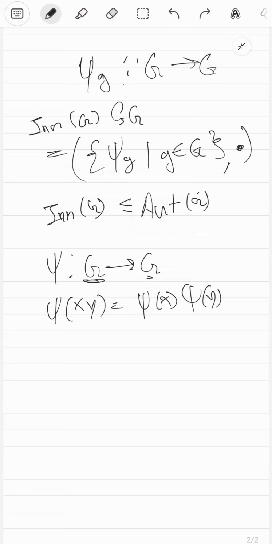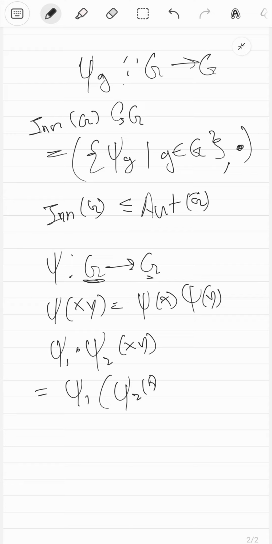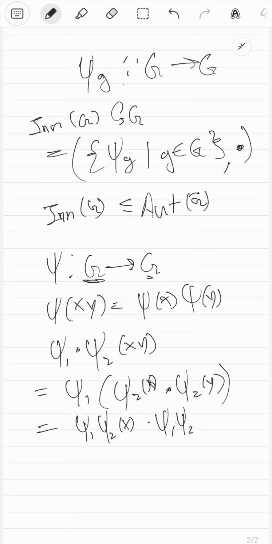This is also a group, and let's actually show that it's a group. So you take any isomorphism psi 1 and isomorphism psi 2, you multiply them, then that's another isomorphism, and it's easy to show like this on x times y. That's just psi 1 of psi 2 x times psi 2 y, but then that's just like psi 1 psi 2 of x times psi 1 psi 2 y, because of the way that homomorphisms work, and both of these are in fact homomorphisms.